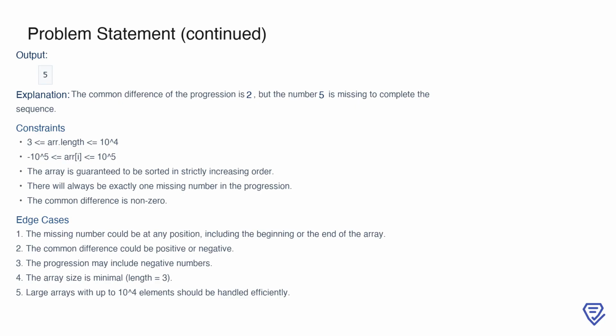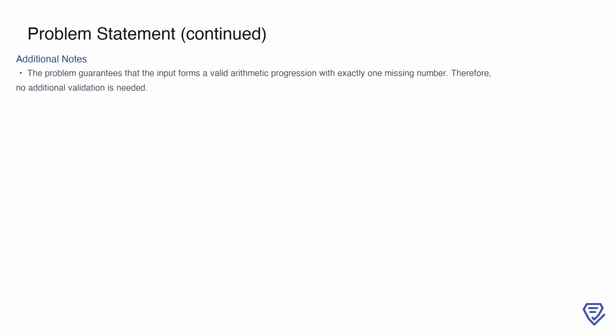The constraints of this problem further clarify the requirements. The array length will always be at least 3 and at most 10,000. The integers in the array span from -100,000 to 100,000, and the array is guaranteed to be sorted in strictly increasing order. The problem also ensures that the common difference is non-zero and that there is exactly one missing number. Additionally, the problem guarantees the input forms a valid arithmetic progression with only one missing number.